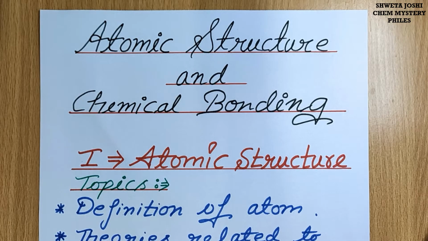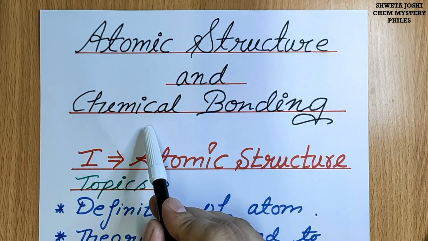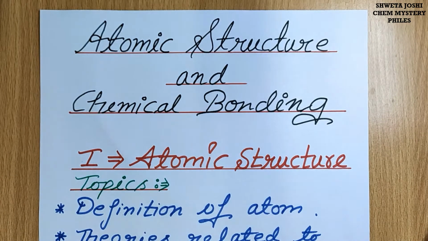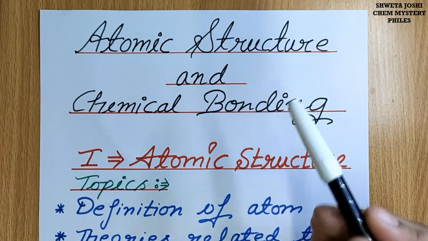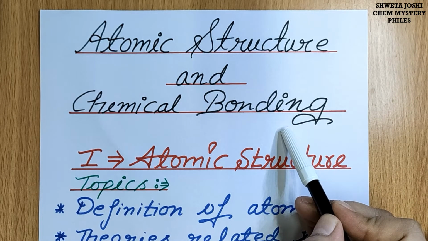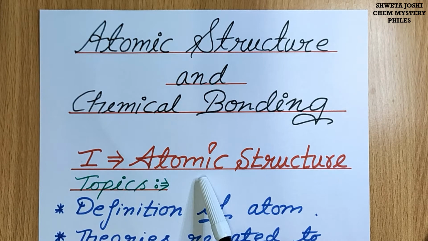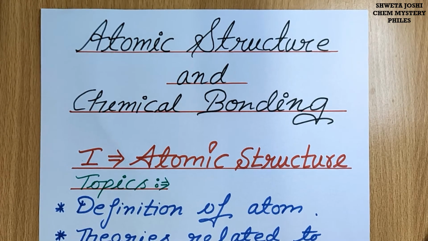Hello students, this is part A of our chapter Atomic Structure and Chemical Bonding. This chapter is divided into two portions. First portion covers atomic structure part and second portion covers chemical bonding. In the first portion, atomic structure, we are going to cover following topics.